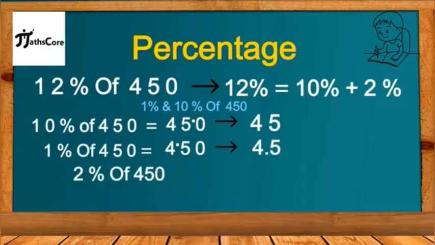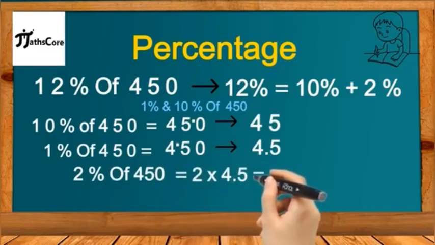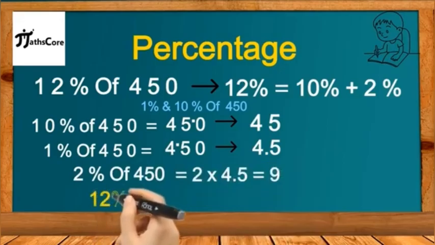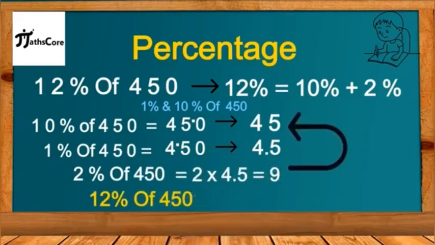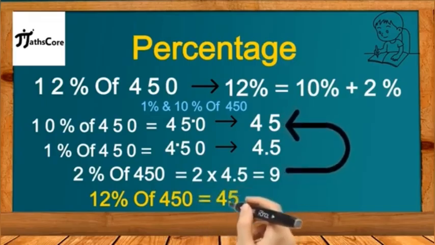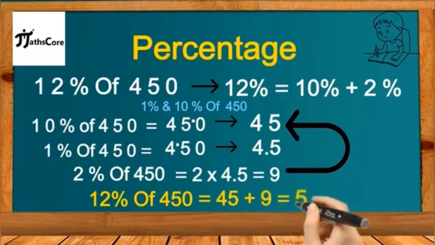So we need to multiply 2 with 1% of 450, which is 4.5. So 2 multiplied by 4.5 is equal to 9. Now we need to find out 12%, which is equal to 10% plus 2%. So 10% of 450 is equal to 45 and 2% of 450 is equal to 9. So 45 plus 9 is equal to 54. This is 12% of 450. In this way, you got the final answer, which is equal to 54.